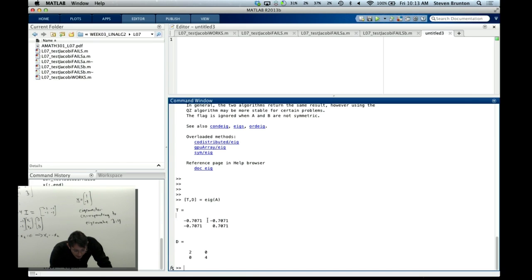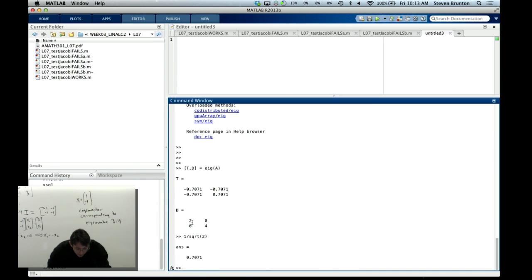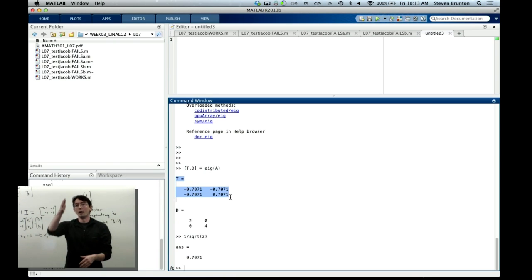Now notice that it looks a little different than the eigenvectors we computed. We had (1, 1) and (1, -1). What it's done is essentially scale them so that they have unit length. If you take our vector (1, 1) and divide by the square root of 2, so that it has unit length, you get their value: 1 over square root of 2 is 0.707. So MATLAB gives you a matrix T of normalized eigenvectors and a matrix D, which is diagonal with entries given by the eigenvalues.